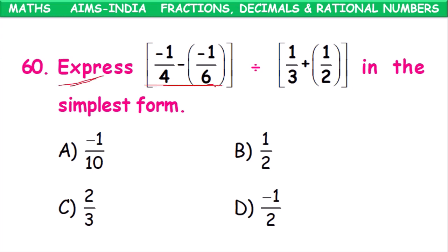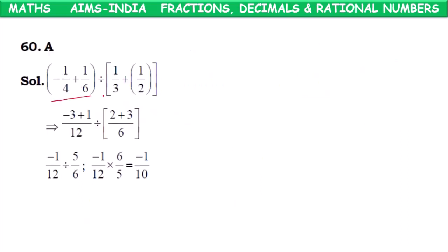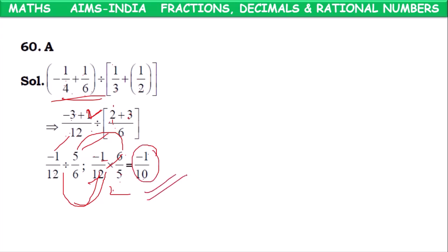So, express this value divided by this value in the simplest form. It means after simplifying and dividing, we have to express it in the simplest form. So, for these two, LCM of 4 and 6 is 12. 4 times 3 is 12, 3 into 1 is 3, 6 times 2 is 12, 2 into 1 is 2. Then LCM of 3 and 2 is 6. 3 times 2 is 6, 2 into 1 is 2, 2 times 3 is 6, 3 into 1 is 3. Minus 3 plus 2 is minus 1 by 12, divided by 2 plus 3, 5 by 6. Division can be written as multiplication, then the next fraction will become the reciprocal. Minus 1 by 12 into 6 by 5. 6 times 2 is 12, minus 1, 2, 5 times 2 is 10. So, the answer is minus 1 by 10.